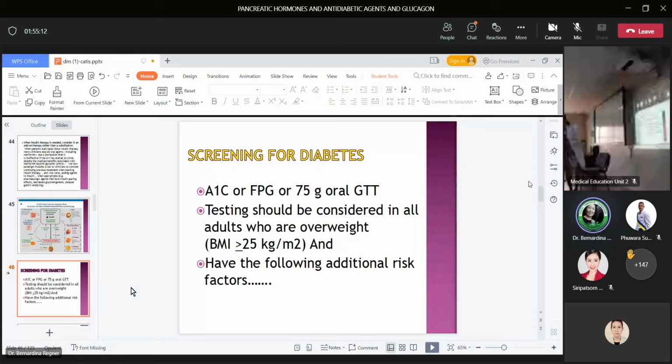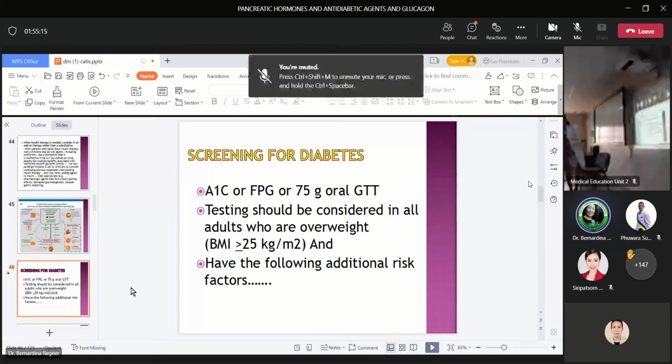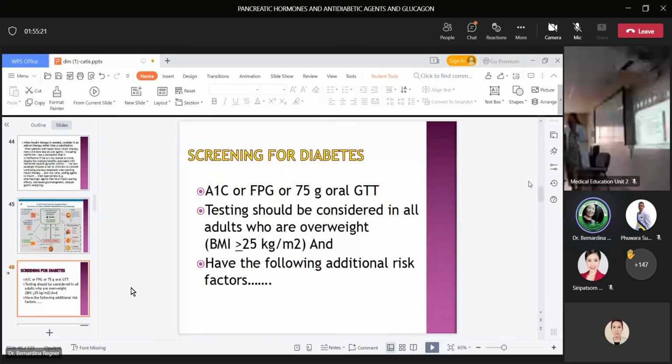Okay, now screening for diabetes. A1C stands for glycosylated hemoglobin. Now, what is the importance of this glycosylated hemoglobin? Anybody? It will help you.